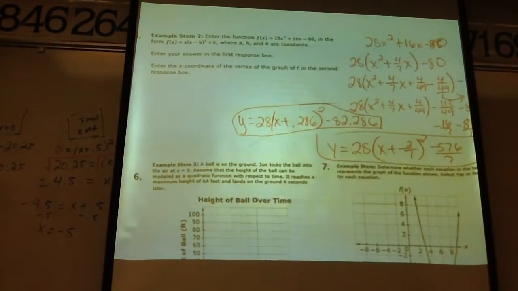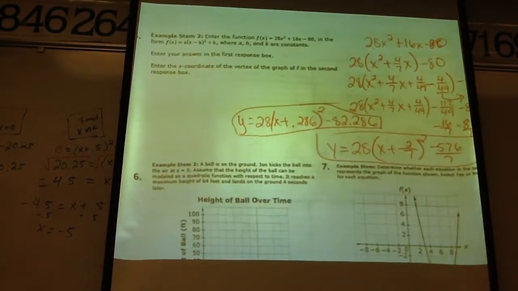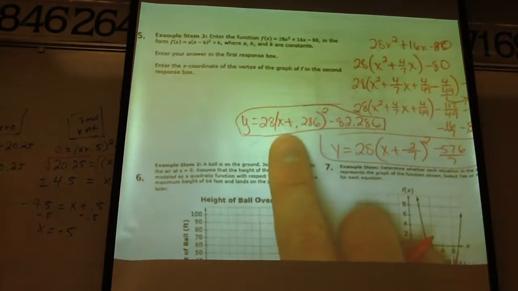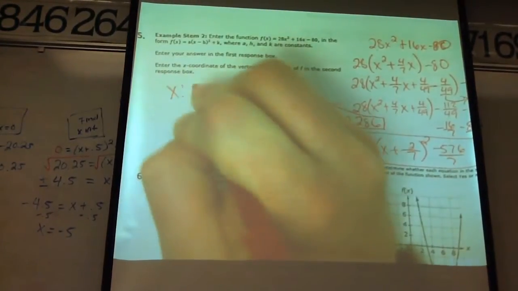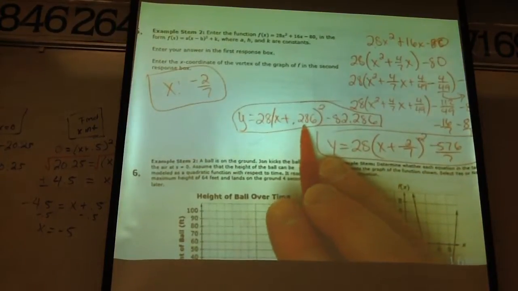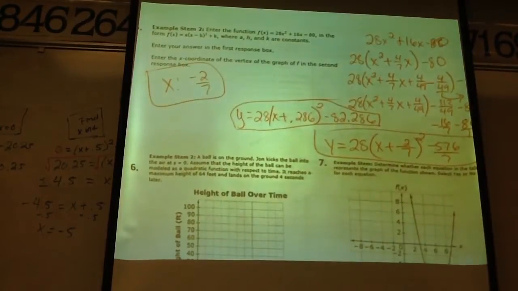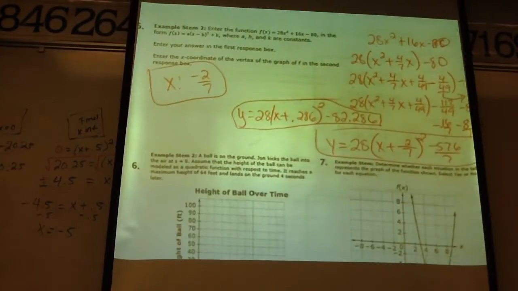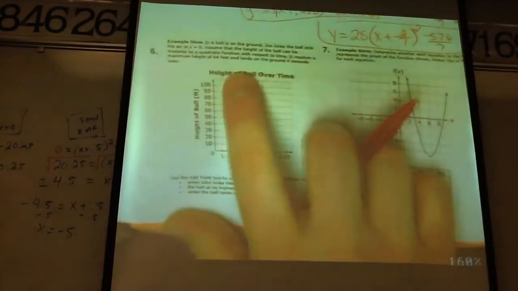Did you get scared because of the fraction? I actually did do fractions, but I did not get that. And then the x-coordinate of the vertex is negative 2 sevenths, or negative 0.286. It's not hard yet, right? It's just ugly numbers. Don't be scared of ugly numbers. Use a calculator. These are the kind we're going to start doing today.